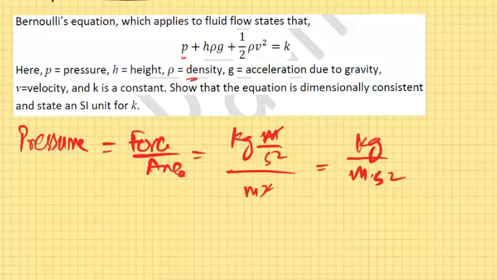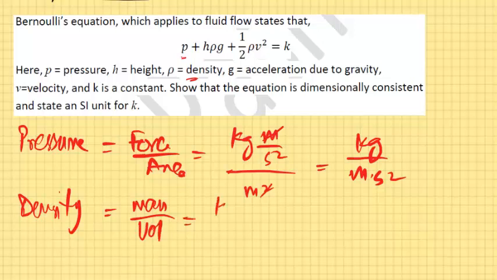And the next thing is density. We know that density is mass over volume. So mass is measured in kilogram and volume is measured in meter cube. And the rest we all know: g is acceleration due to gravity, and that is measured in meters per second square, and height is a length, obviously that will be measured in meters.